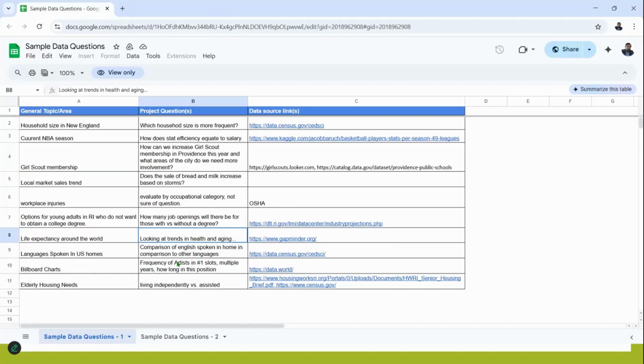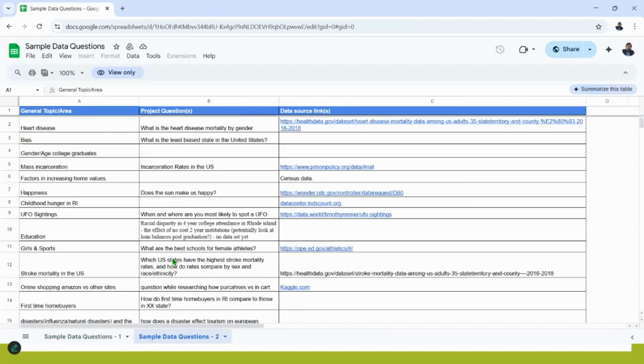Billboard charts: frequency of artists in number one slots over multiple years, how long in this position. For that, this person is going to refer to data.world. And then elderly household needs, living independently versus assisted. For this, the housingworks.rhodeisland.org website. These are all beautiful projects, right? And then we have one more list here, a sample data question. We have one: heart disease, from the health data.gov website. Yeah, you can refer to all these.